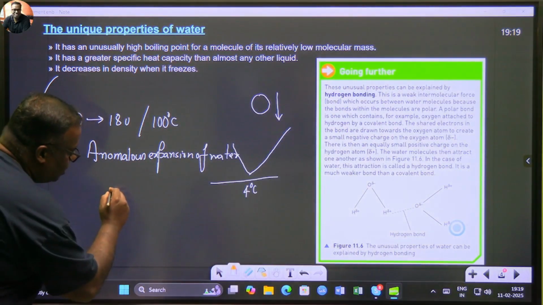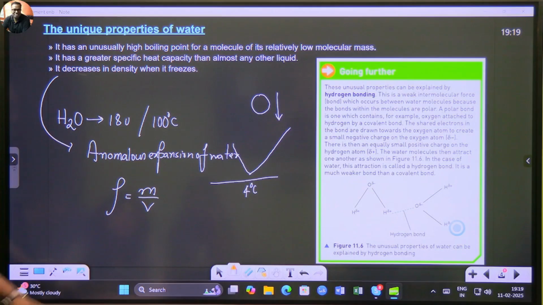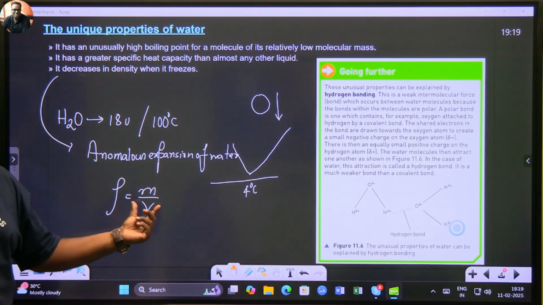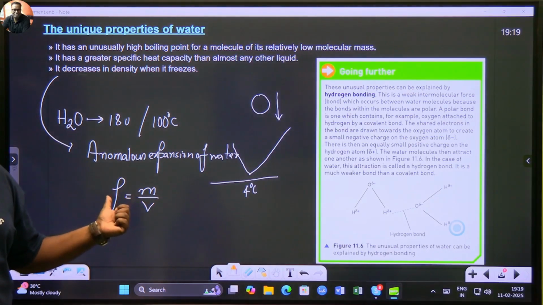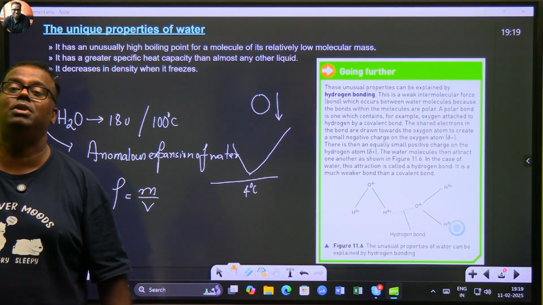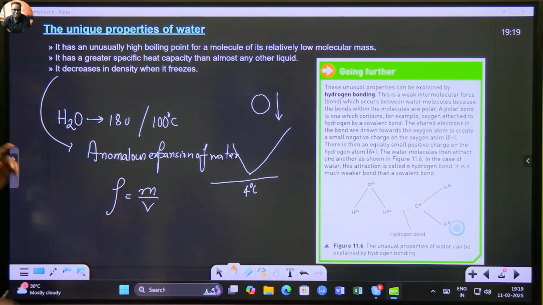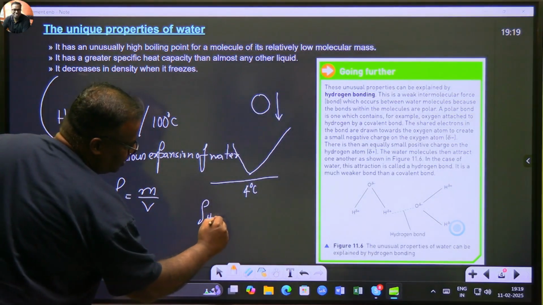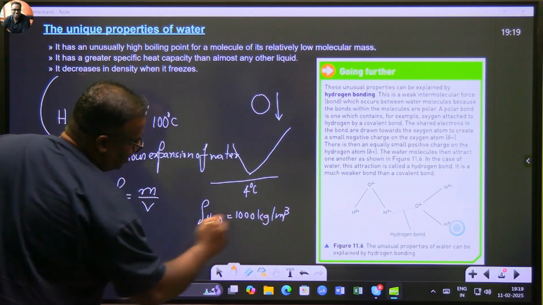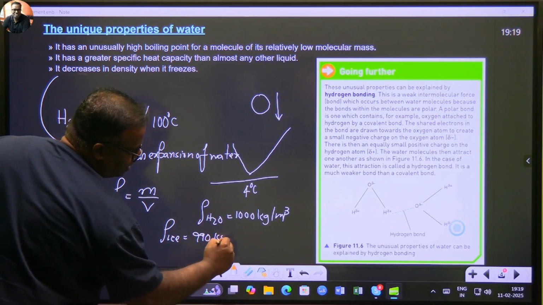Now, what is the impact of this? So let's say, what is density? Density is mass per unit volume. Once you are cooling something beyond 4 degrees centigrade, the volume has started to go up. So what about the density? The density has started to go down. Means the substance has started to become lighter. That's the reason ice is lighter than water. If you see the density of water is 1000 kg per meter cube. And if you see the density of ice, this is 990 kg per meter cube.